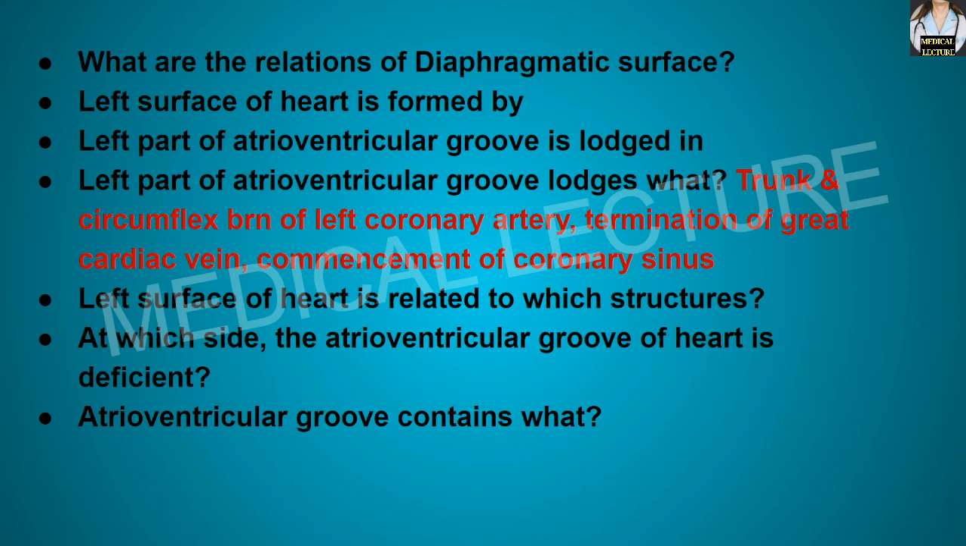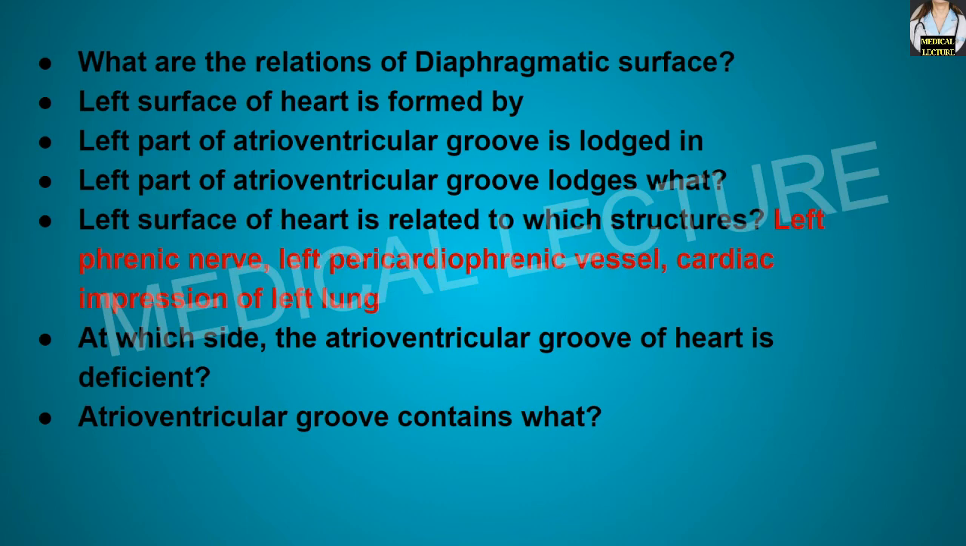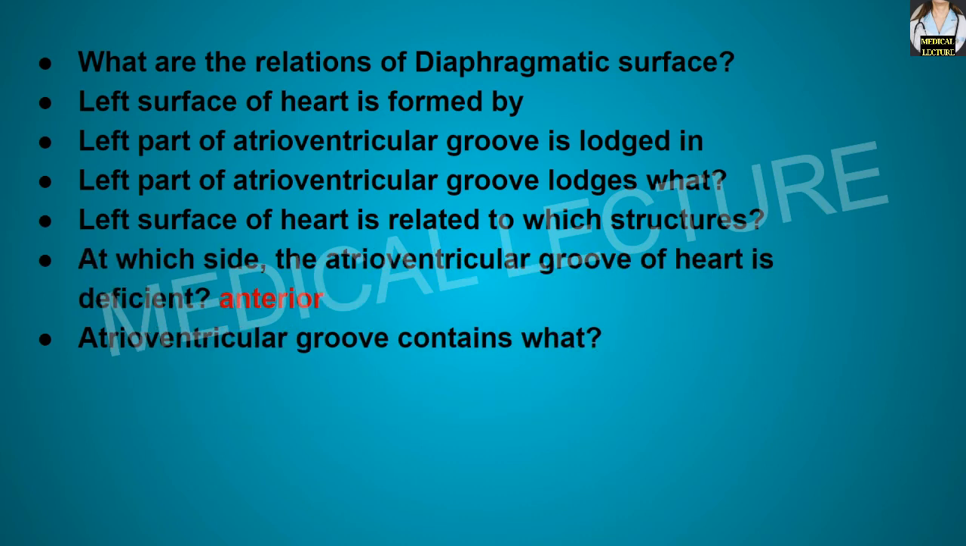It lodges the trunk and the circumflex branch of the left coronary artery, termination of the great cardiac vein, and commencement of coronary sinus. Left surface of the heart is related to which structures? It is related to the left phrenic nerve, left pericardiophrenic vessels, cardiac impression of the left lung. At which side the atrioventricular groove of the heart is deficient? So, at the anterior side.